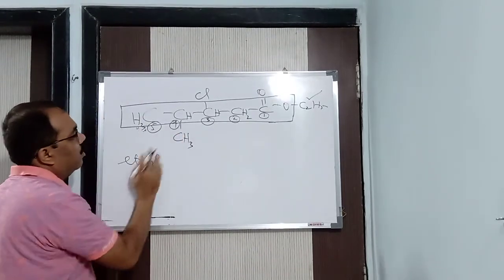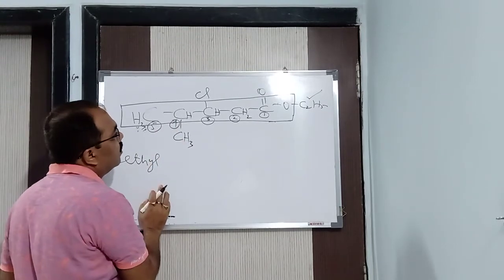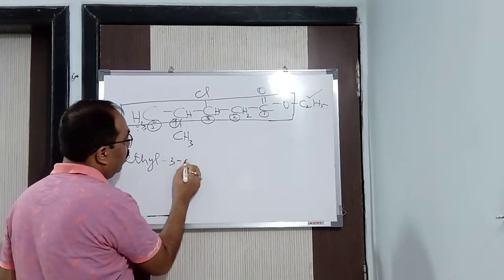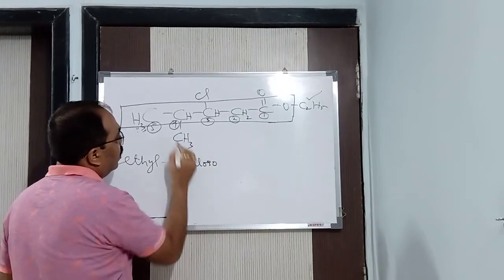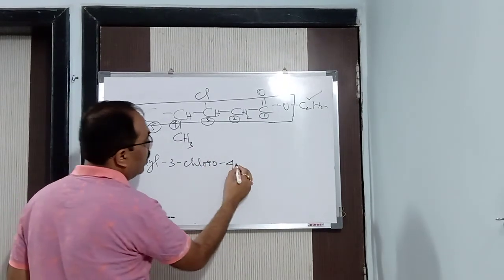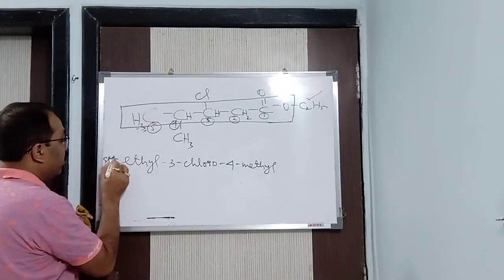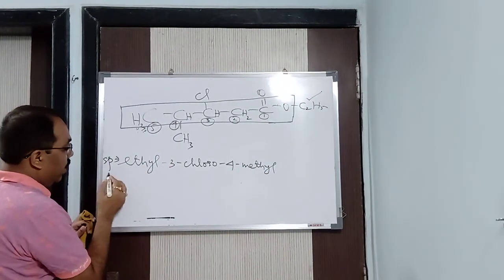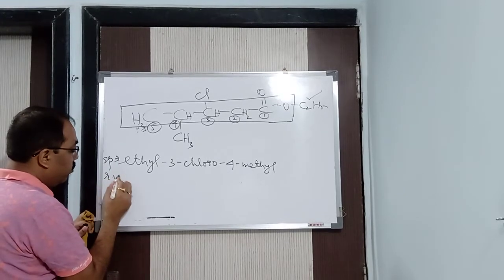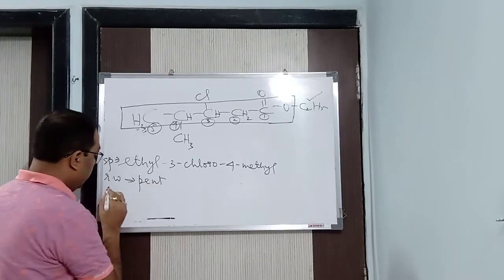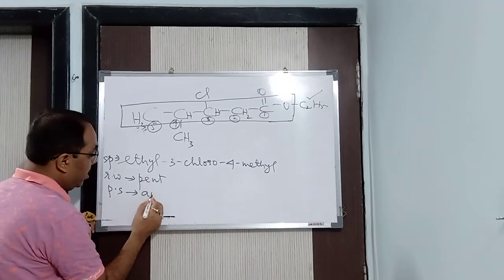Now you see the alphabetical order. Out of chloro and methyl, which is coming first? Definitely chloro. So what chloro? That is 3-chloro, because third position chloro. Then what is that? Fourth position we get it methyl. So 4-methyl. So your secondary prefix is over. See, your secondary prefix is over. Now we don't have primary prefix, we have root word. So root word is what? 5 carbon atoms. That is pent. What is primary suffix? Ane.